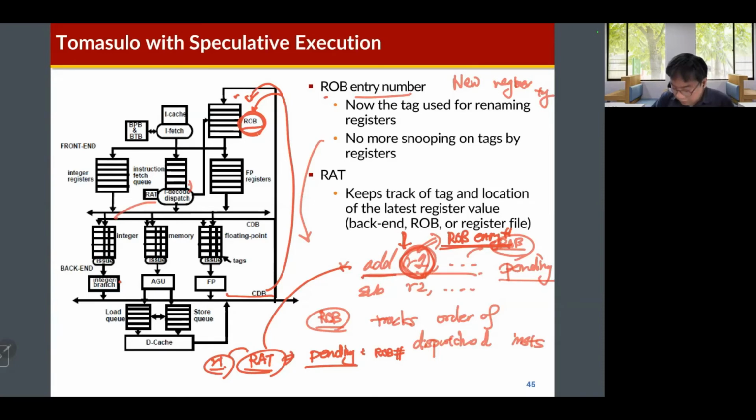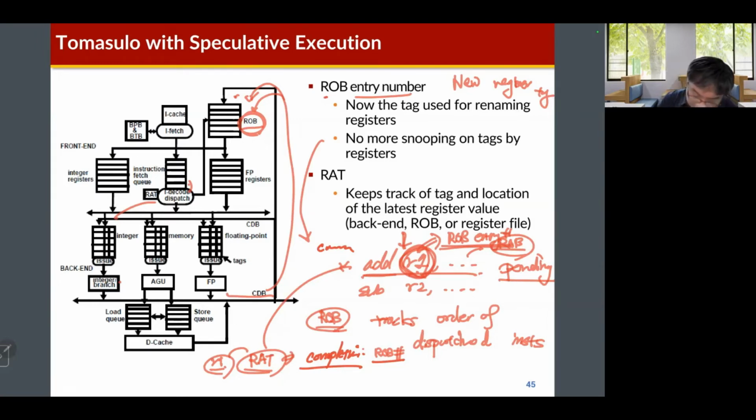But this is the completion, so just the status is changed. The status of the register is changed, but the ROB entry number is maintained, because this result is not yet updated to the registers. And then after that, when the instruction is resolved, which means that the branch instruction is resolved, the instructions are committed every cycle.